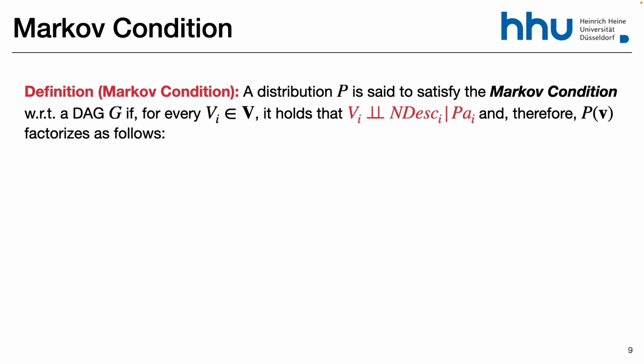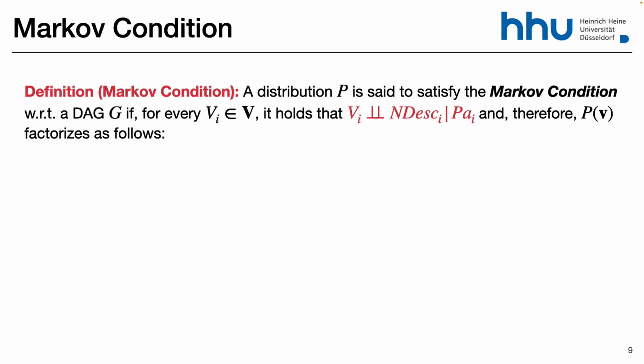So a probability distribution P is going to satisfy the Markov condition for a DAG. Remembering that I'm in the Markovian case, let's forget about latent confounders. We are in the case where there are only directed edges in the graph, so it's a DAG. It satisfies the Markov condition with respect to a DAG if for every observed variable Vi, the ones that are nodes in the graph, it holds that Vi is independent of all its non-descendants in the graph given its parents. This is a statistical condition.